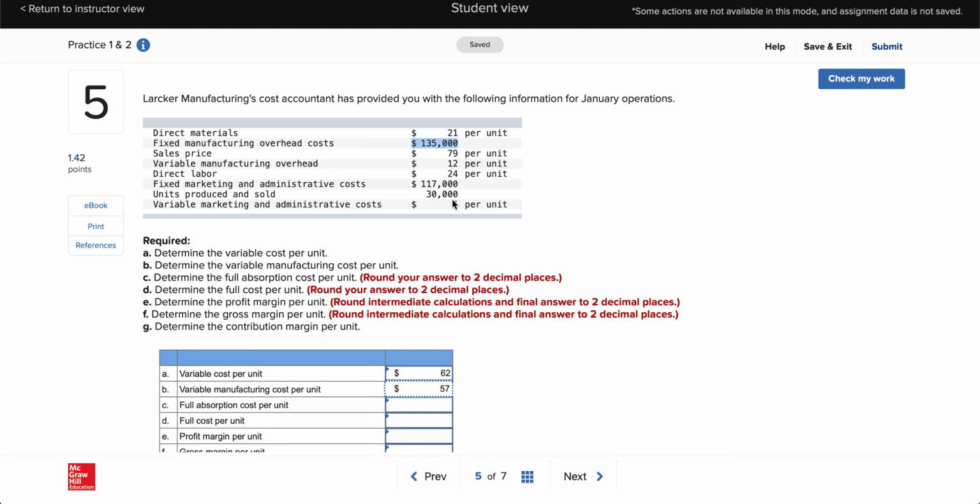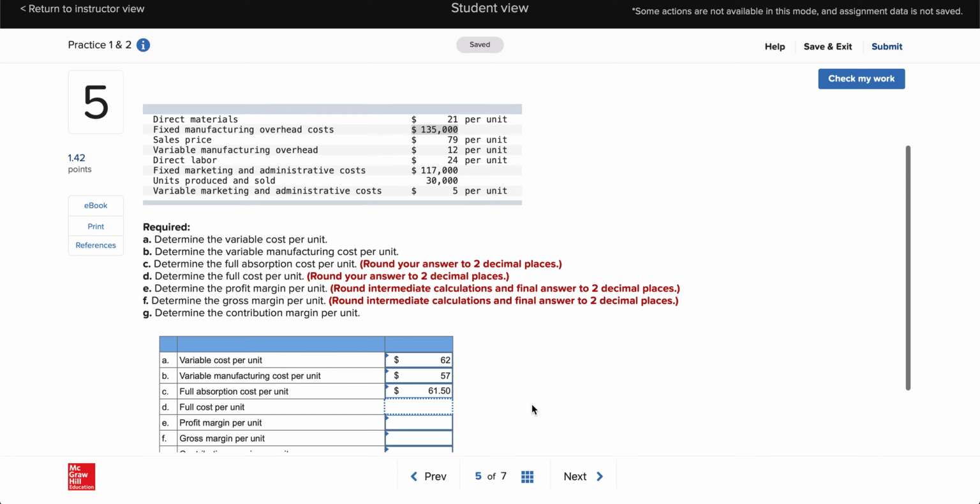So this full absorption cost is strictly our manufacturing cost, but it is all of the manufacturing cost. All of that cost, if we were doing this in the absorption costing income statement format, would be included in the cost of goods sold. So again, direct materials, direct labor, our variable manufacturing overhead, plus the fixed manufacturing overhead, which we have to calculate, and that's an additional $4.50. We add those numbers together and we end up with $61.50, the full cost per unit.